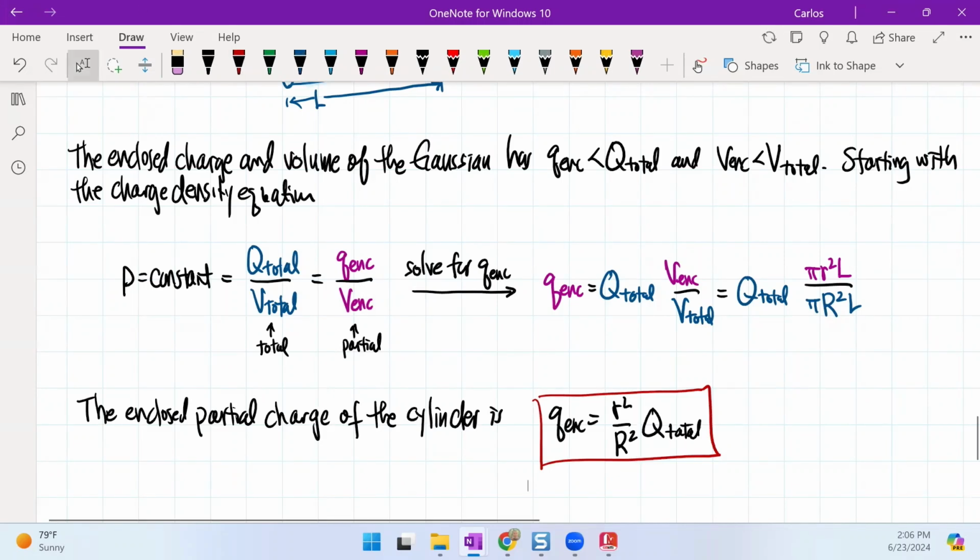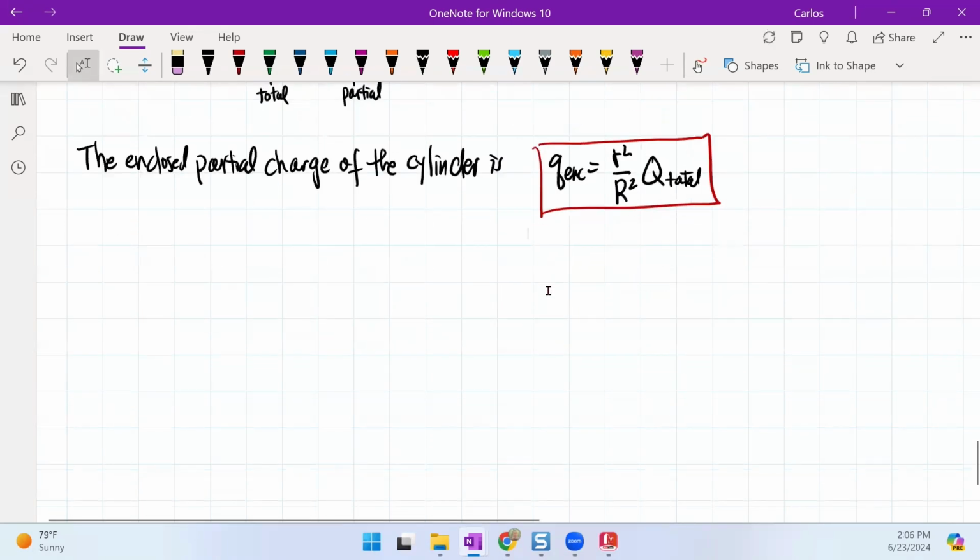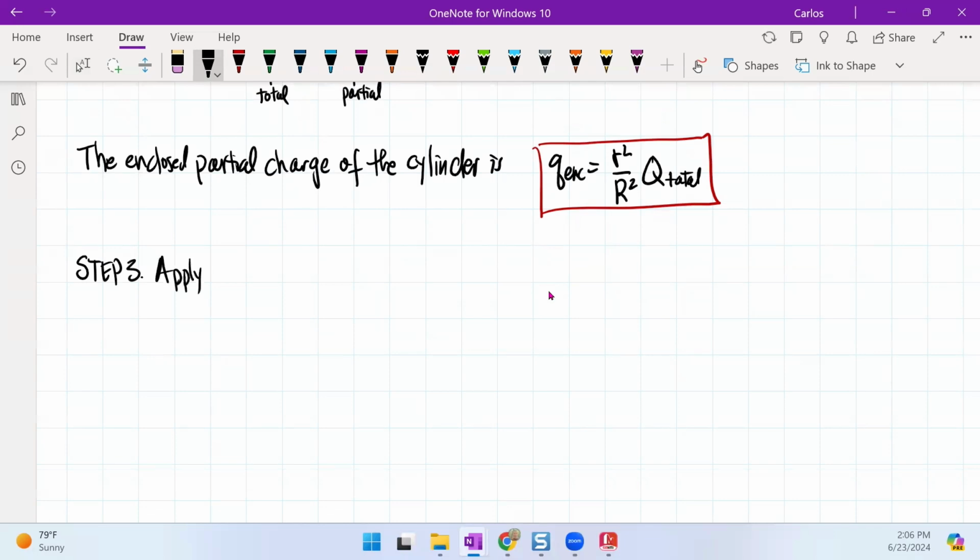So now we're done with Gauss's law. Let's go to step 3. Everything is now just being put together. We're at the final step, and what we want to do here is apply Gauss's law to determine the electric field function.